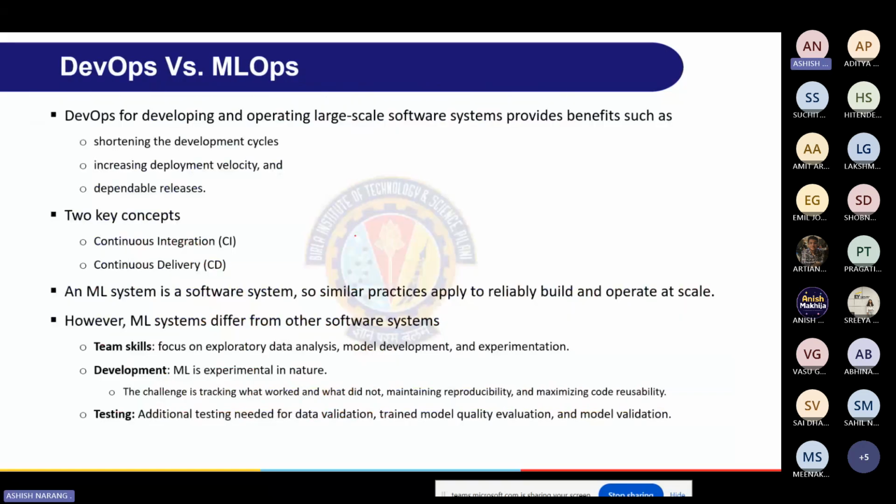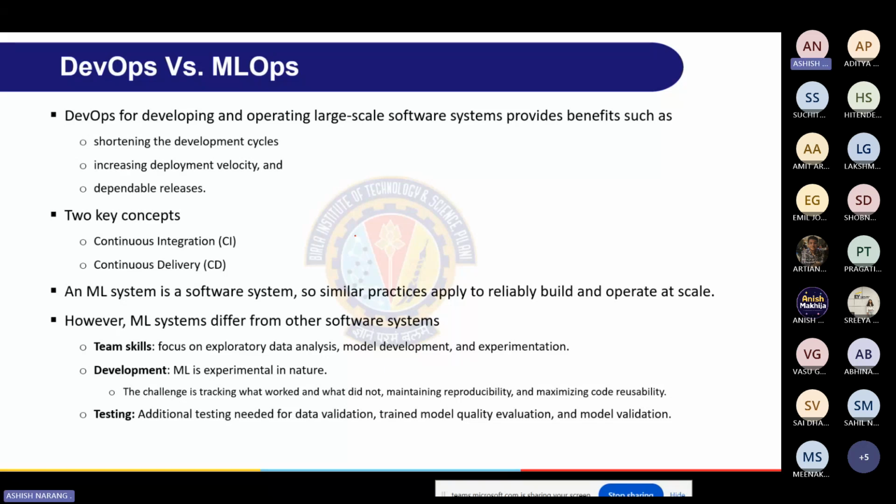So this is DevOps versus MLOps. We've already talked about what DevOps is. Traditional software engineering organizations followed DevOps practices. The main goals are faster development cycles, faster deployment, and reliable software releases. Two important key concepts under DevOps are continuous integration and continuous delivery. An ML system again is a software system, and similar practices apply to reliably build and operate it at scale.